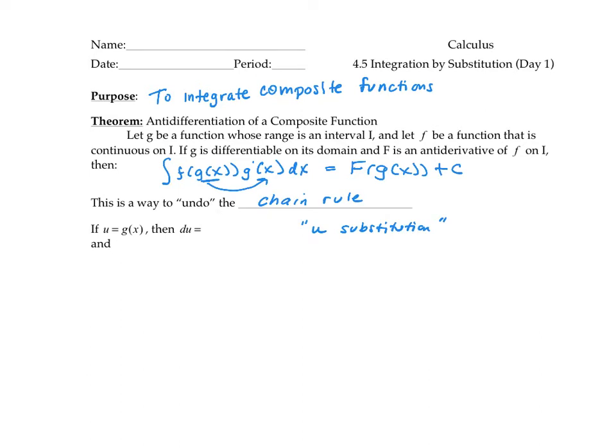So it says if u is equal to g of x, then the derivative of u would be equal to g prime of x dx. Okay, and the antiderivative of f of u du would be equal to capital F, like our original function, of u plus c. Okay, in our first example, we want to look for the piece that appears to be the derivative of the other piece. So let's take a look.